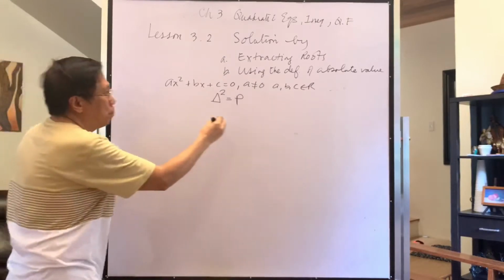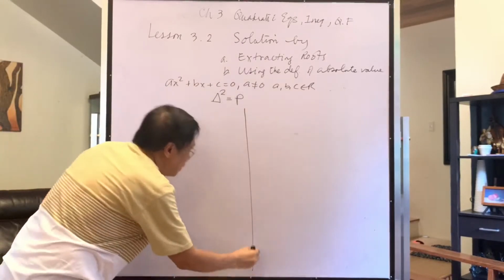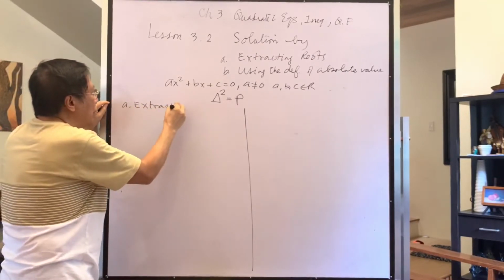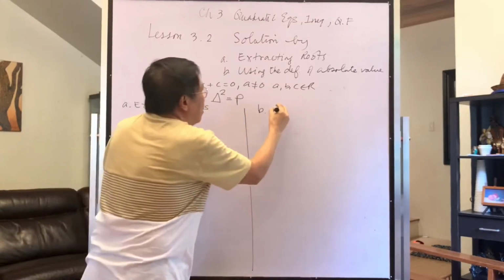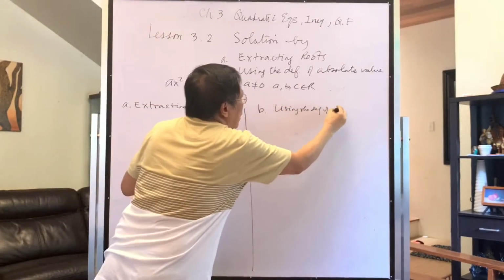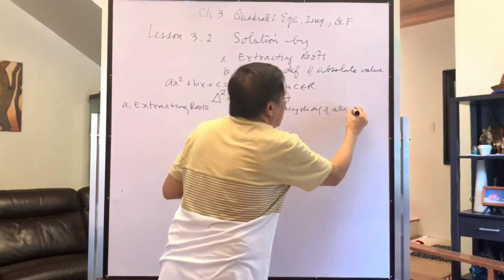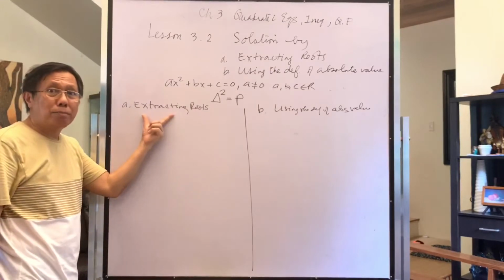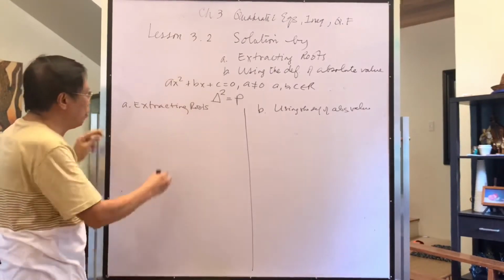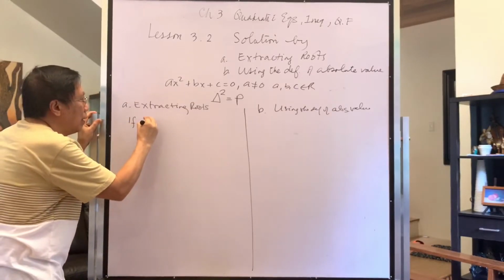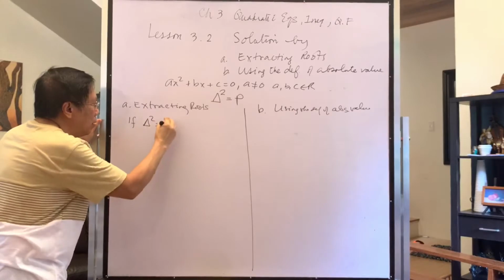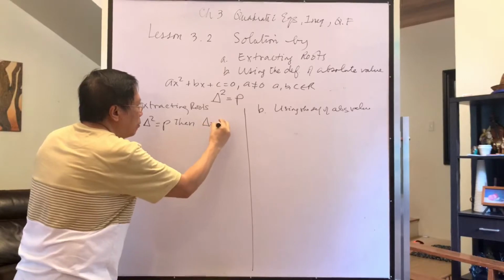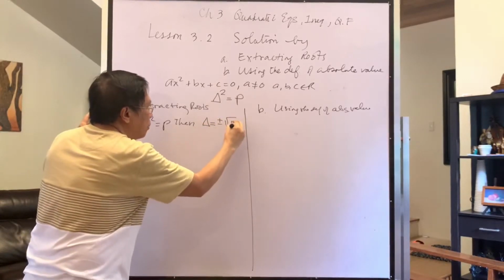So I will split the screen here so that I will present the solution through extracting roots on the first column and using the definition of absolute value on the second column. We know that when we use the extracting roots method, we are going to use the square root property. If triangle squared is equal to p, then triangle equals plus or minus the square root of p.